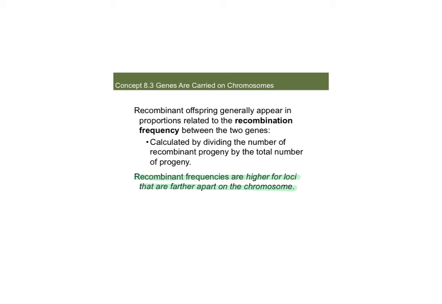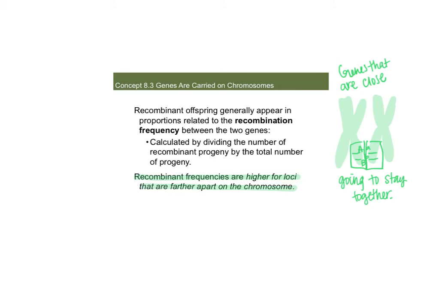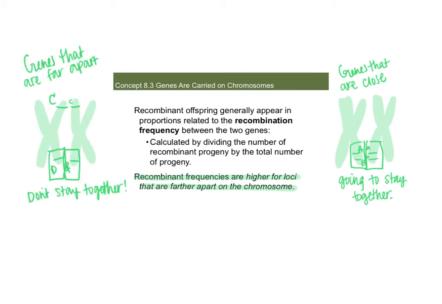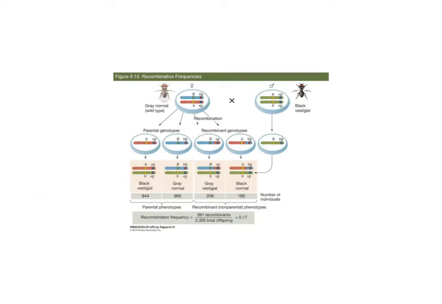So the closer two things are together, or the closer two loci of two genes are to each other, the less likely they are to recombine. The further apart they are, the bigger chance they have to recombine and cross over. So here is an example of some results that he got.